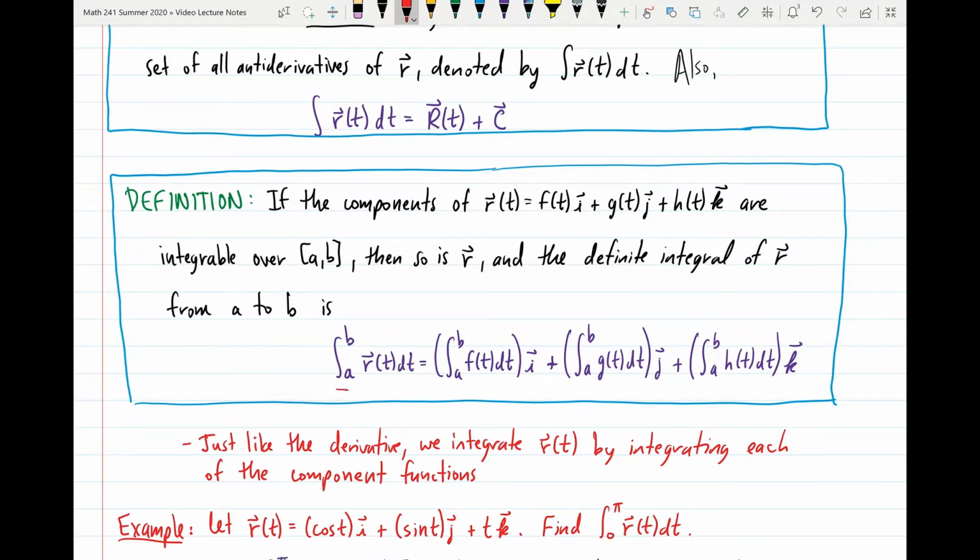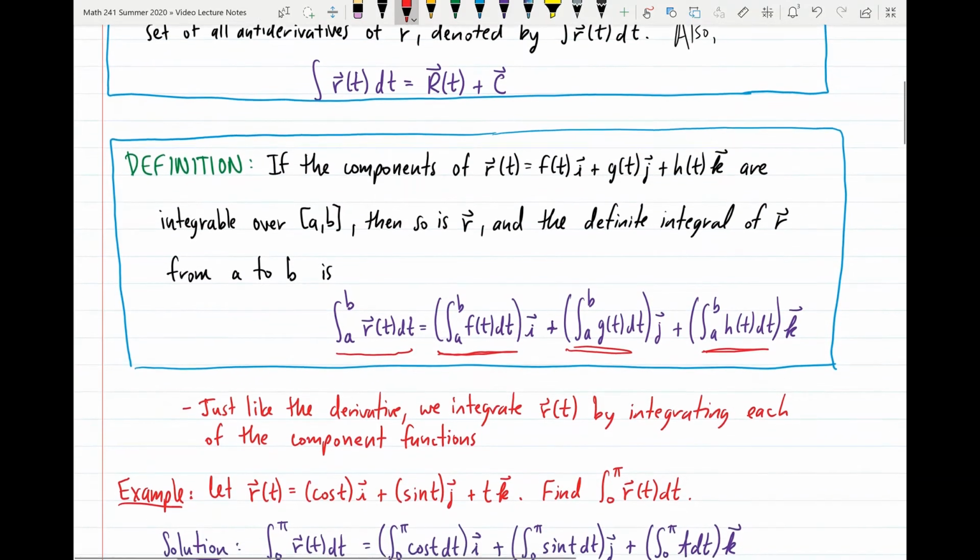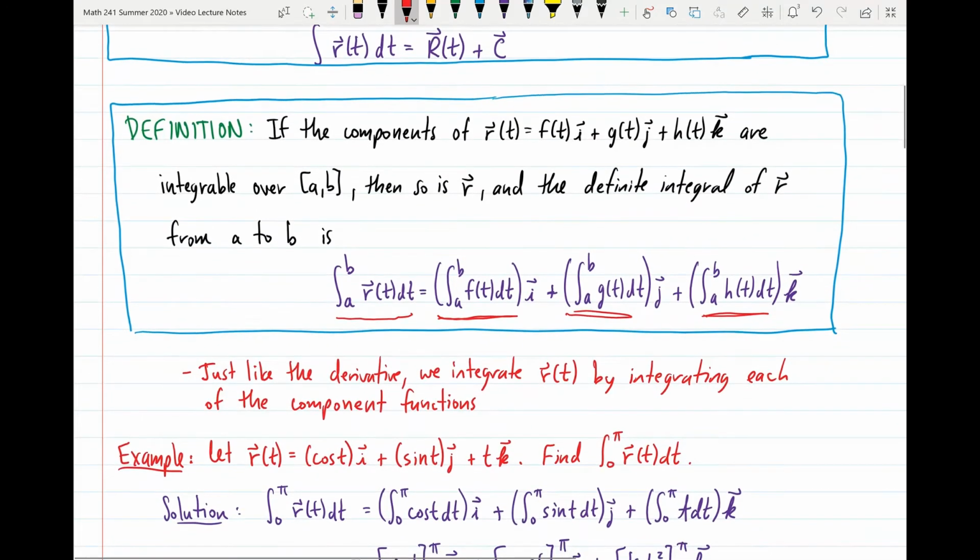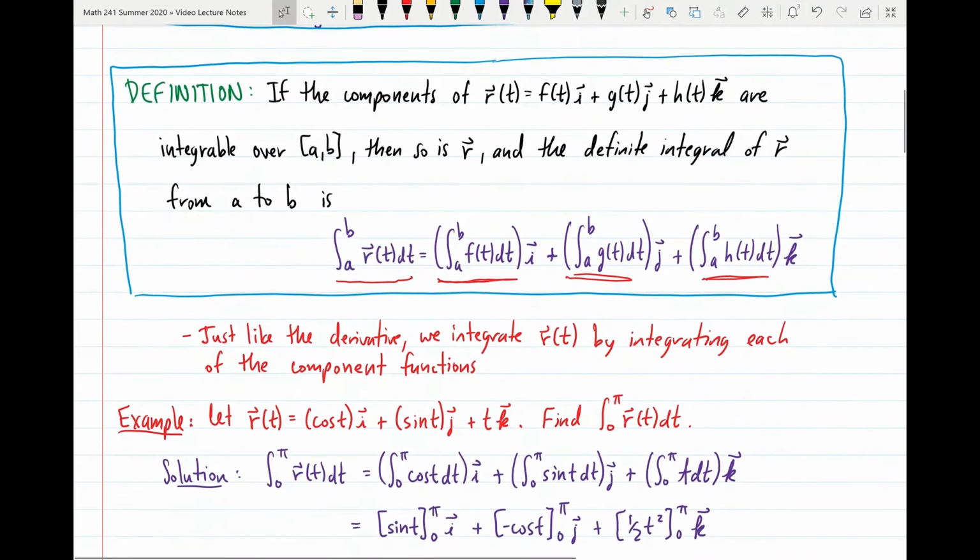So it's going to be the integral from a to b of r of t dt, and to calculate that definite integral, we're going to take the definite integral of the component functions. So we take the definite integral of f of t, the definite integral of g of t, and the definite integral of h of t, all from a to b, and those are going to give us our components of the integral of r of t. So just like the derivative in the previous section, to integrate a vector valued function, all we have to do is integrate each of the component functions.